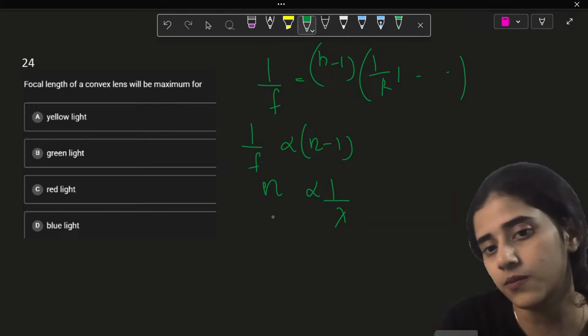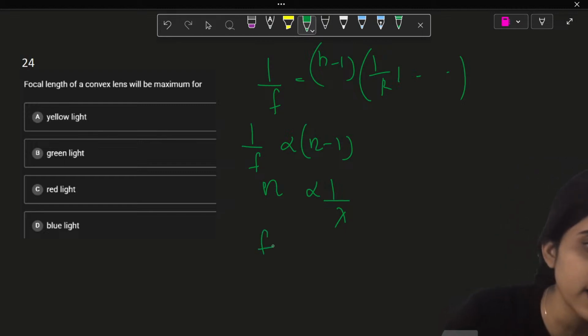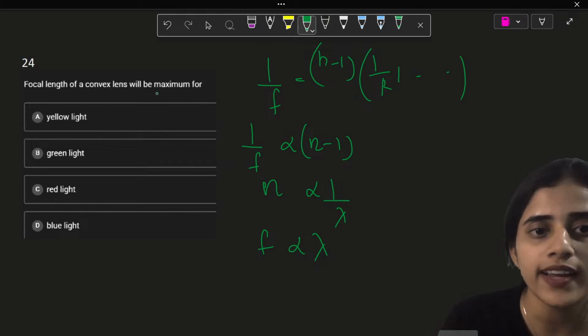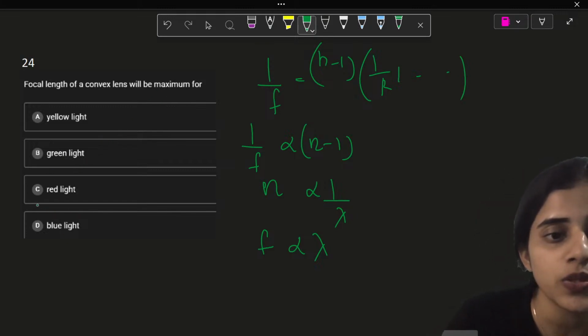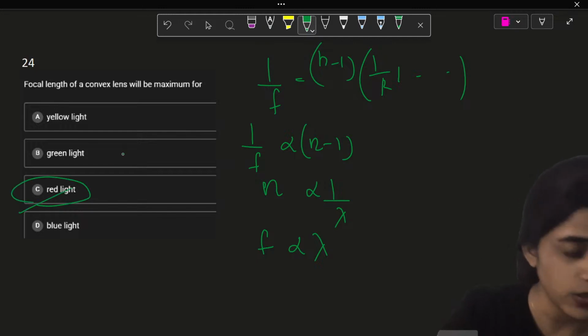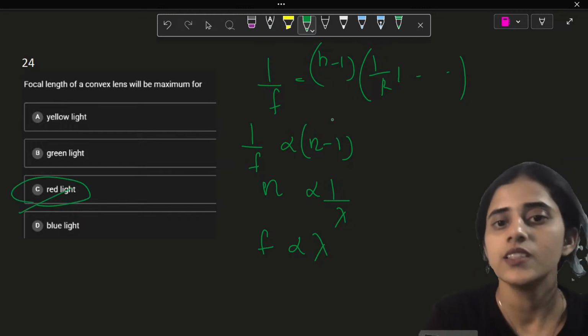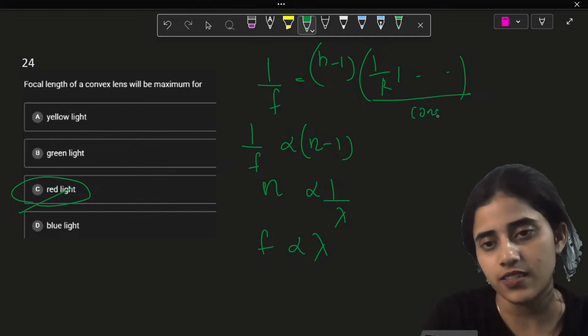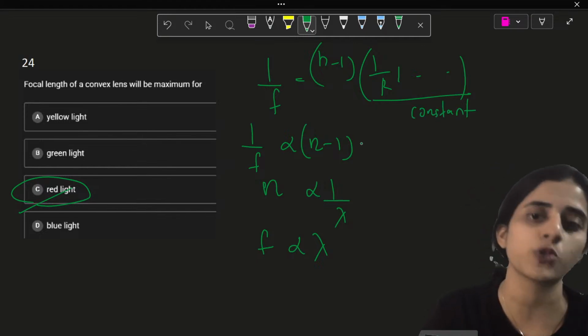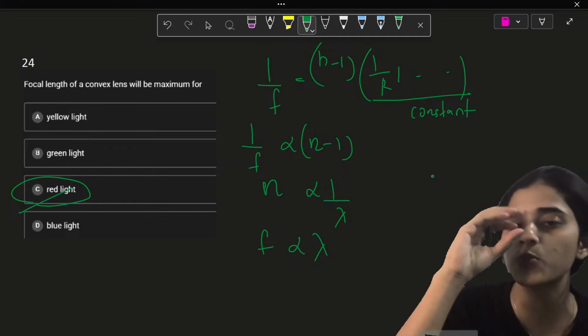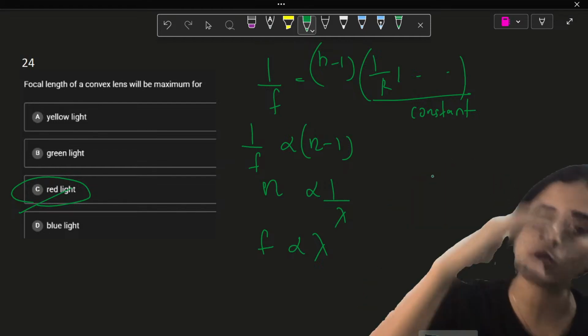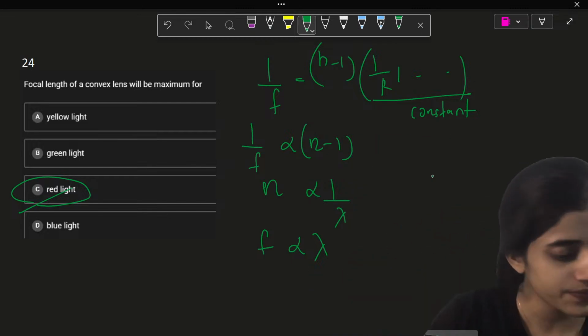So from this you can get frequency is proportional to wavelength. So, focal length will be maximum for which one? Will be maximum for the longest one, which is red light. So, I am taking this to be constant, the R1, R2, R3. That's why I put the proportionality. Every time you want to put a proportionality, you remove the equal to and take a constant also, and then you make it.